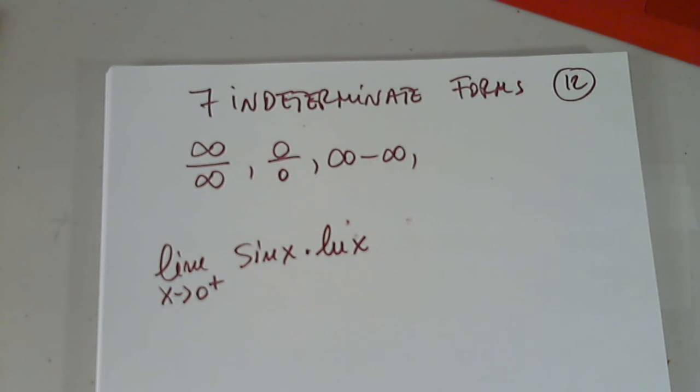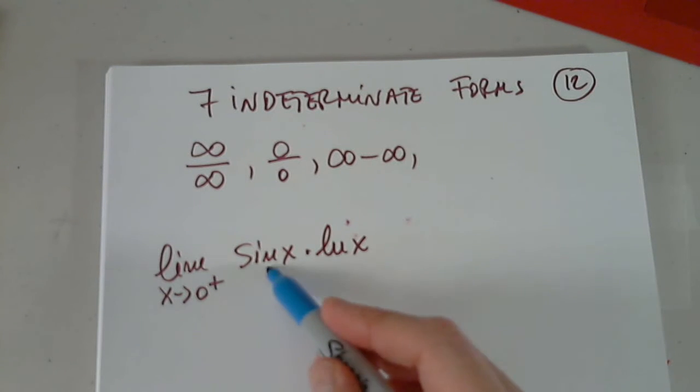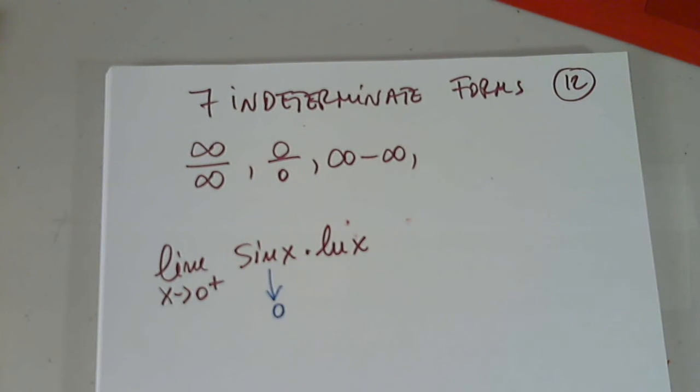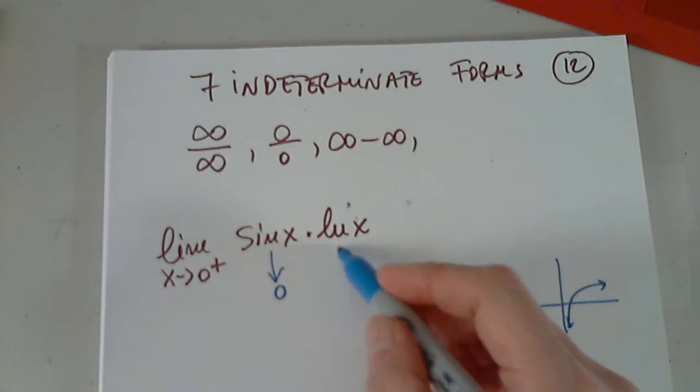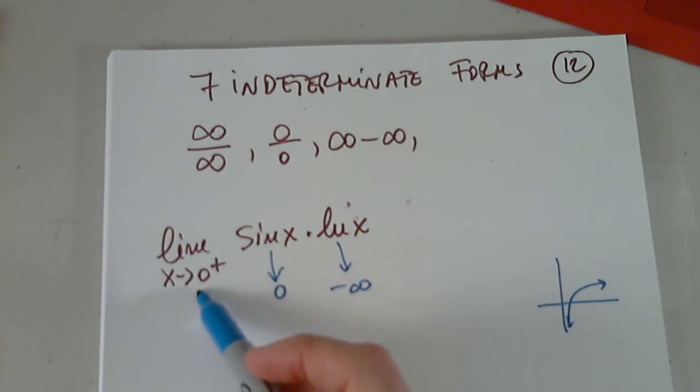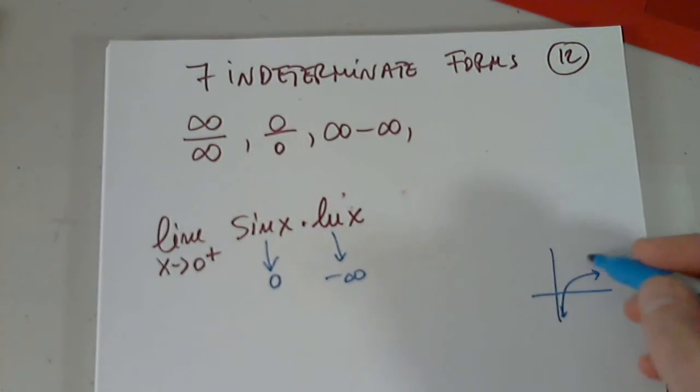Okay, so we're asked to find this limit. First, I have to plug it in and see what's going on here. So sine approaches 0 as x approaches 0 from the right. And remember the graph of natural log. Here's the graph of natural log. So this approaches negative infinity for x approaching 0 from the right.